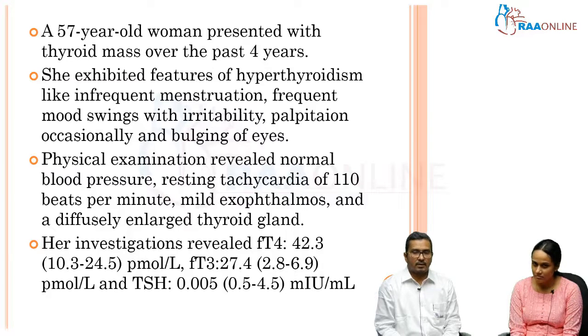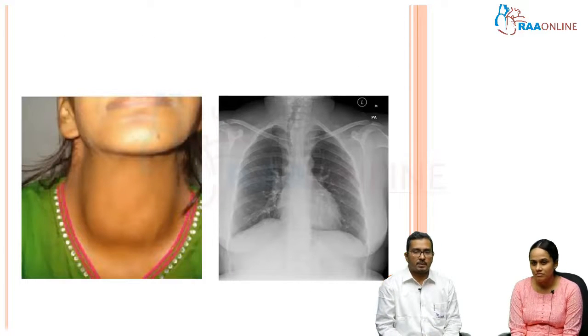Her investigation revealed free T4 of 42.3; the normal value is 10.3 to 24.5 picomole per liter. Free T3 is 27.4; the normal value is 2.8 to 6.9 picomole per liter. And thyroid stimulating hormone value is 0.005; the normal value is 0.5 to 4.5 micro international units per ml. This is the picture of the patient. You can see the thyroid mass, and this is the chest X-ray. Now we will move on to the case discussion of anesthetic management.